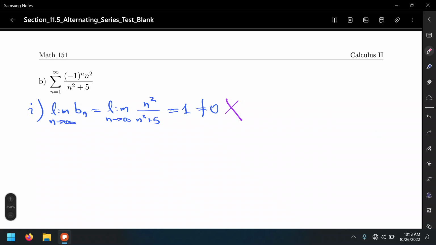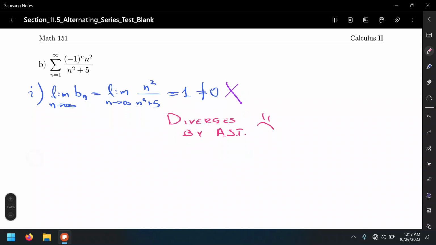So from here we can just say that it diverges by the alternating series test. And there's no need to bother checking the other condition, because if one condition fails, why check the other?